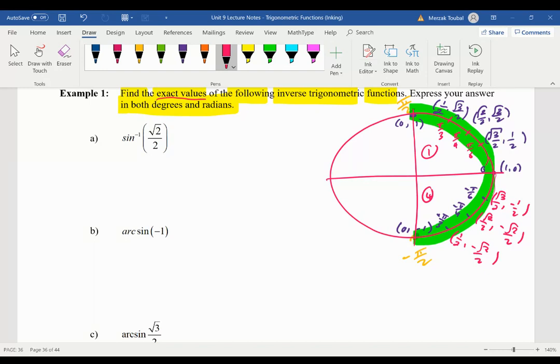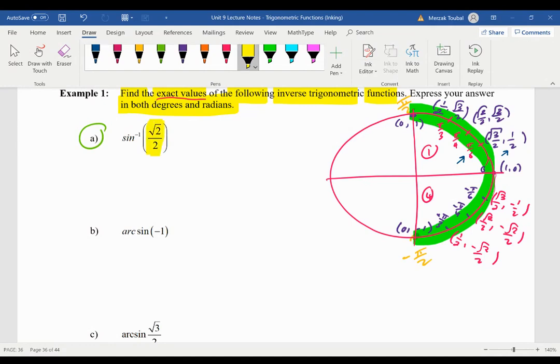Now, can we find example A, which is sine inverse of root 2 over 2? So sine inverse, we said what it does. It takes the output, produces back the input. So if I were to say, what is sine of pi over 6? You say it's 1 half. If I say, what is sine inverse of 1 half? You say pi over 6, because it just reverses.